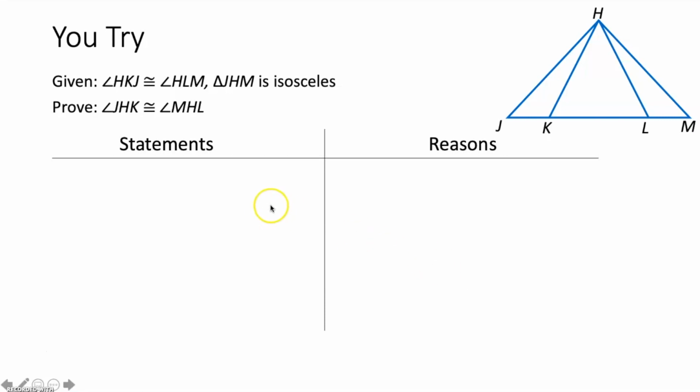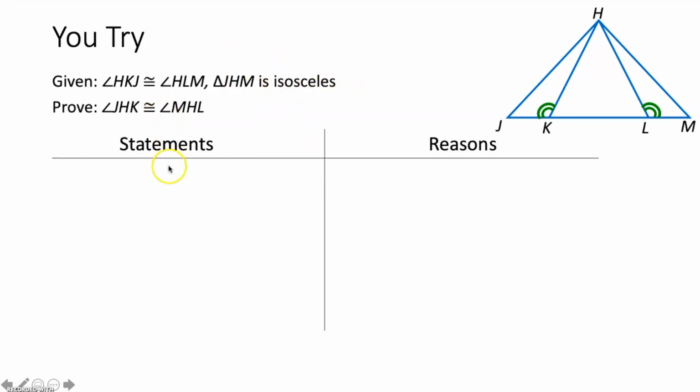Okay, doing the same thing, geometric proof. First step in a geometric proof is to mark up the figure with the given information. So what are we given? We're given angle HKJ is congruent to angle HLM, so we mark that up here. We then are given that triangle JHM is isosceles, so the whole triangle is isosceles. We're not going to mark that up yet because it doesn't say anything is congruent. That'll come in handy later on when we're doing our game plan.